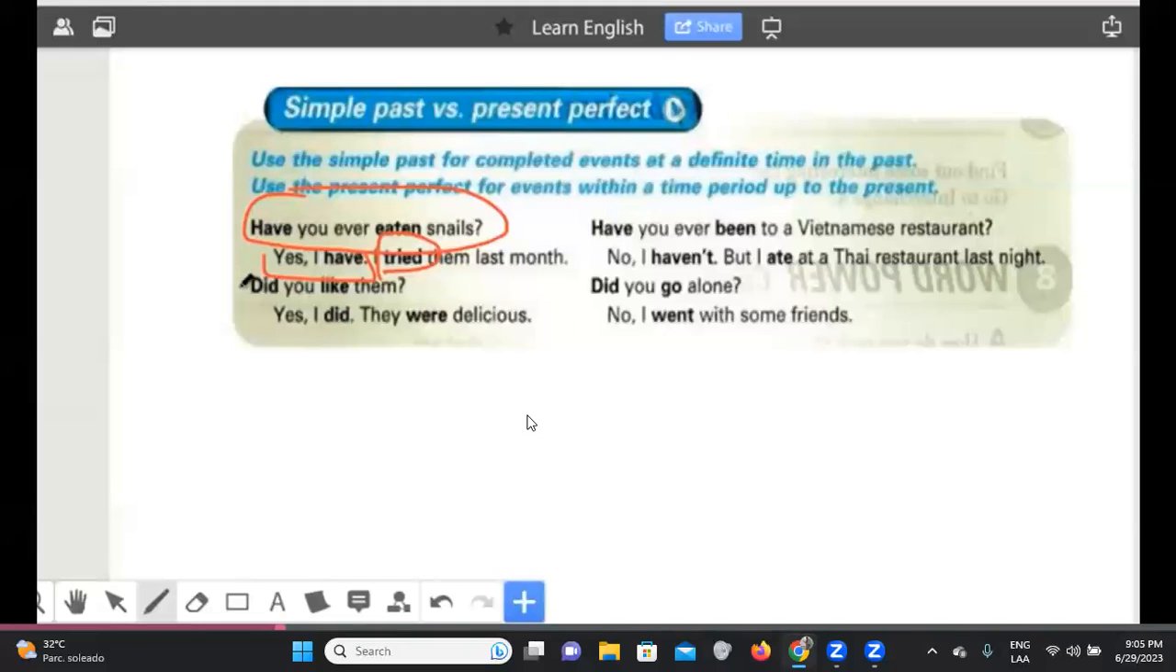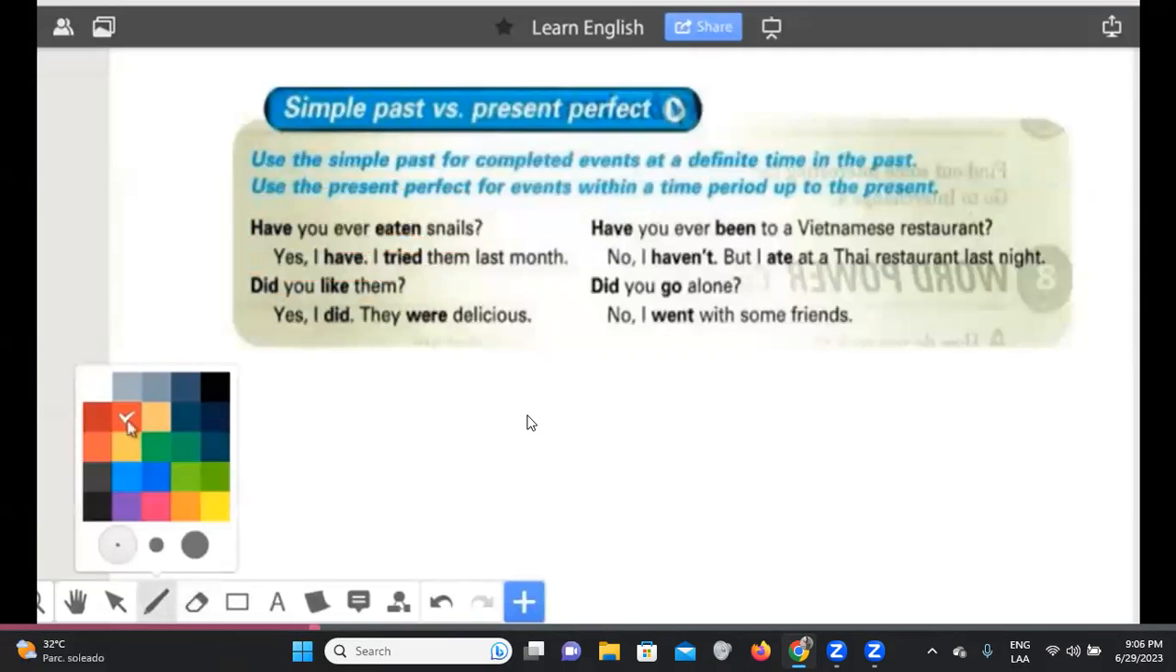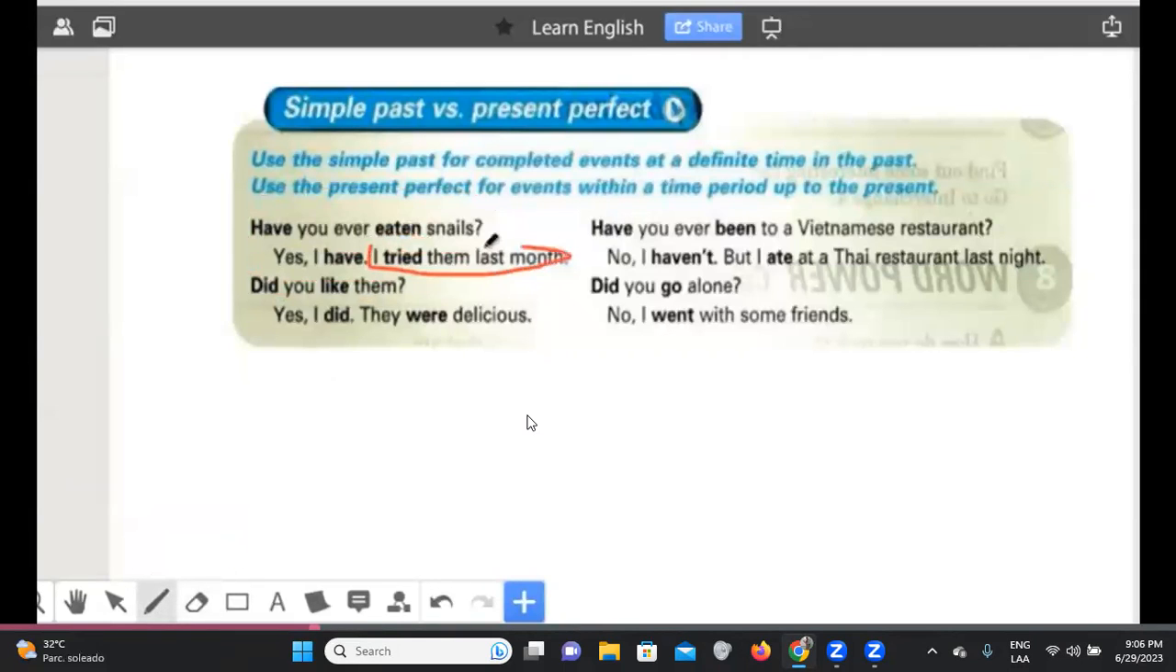And I want you to notice the question towards the bottom. It's no longer in the present perfect, but it is now in the simple past. And that's because we're asking questions about our past experience. We're no longer asking questions about if you've ever eaten snails. Now, the question is related to the example that you see there. I tried them last month. And the next questions will be related to that event. And so the answer to that is, yes, I did. And then you give more information. They were delicious.